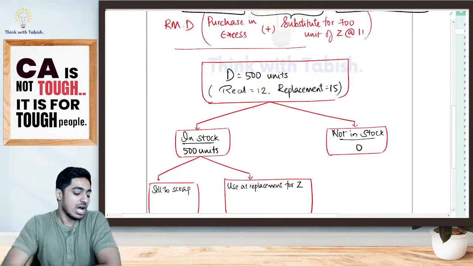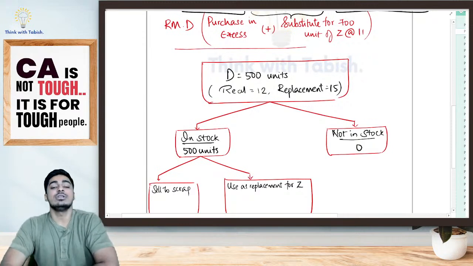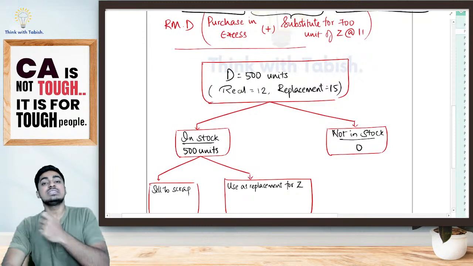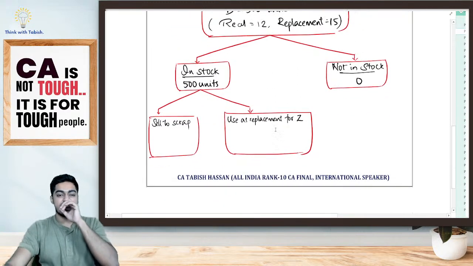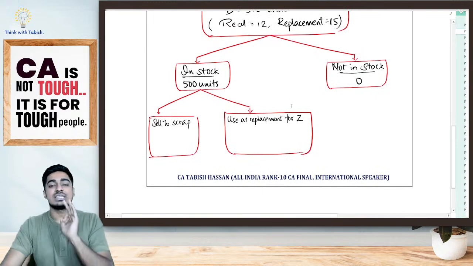500 units I want. How much is already in stock? 500 units is already in stock. So should I purchase anything extra? No, I need not purchase anything extra. So for these 500 units which is in stock, what all options do I have?